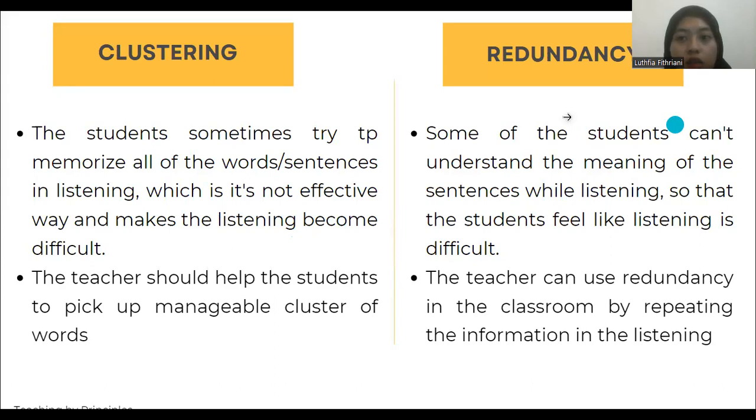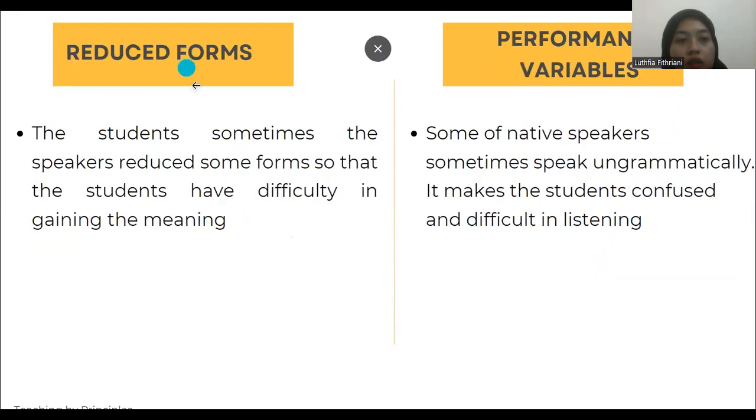The second is redundancy. Some of the students cannot understand the meaning of the sentences while listening, so the student feels like listening is difficult. That's why the teacher can use redundancy in the classroom by repeating the information while listening. The third is reduced forms. Sometimes the speakers reduce some forms so that the student has difficulty in gaining the meaning. The fourth, performance variables. Some native speakers sometimes speak ungrammatically, and it makes the student confused and have difficulty in listening.